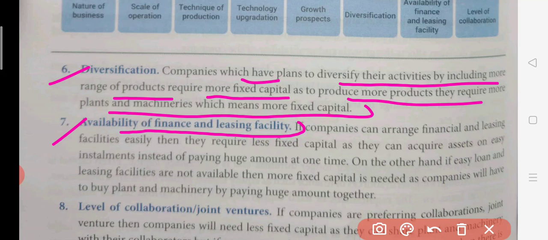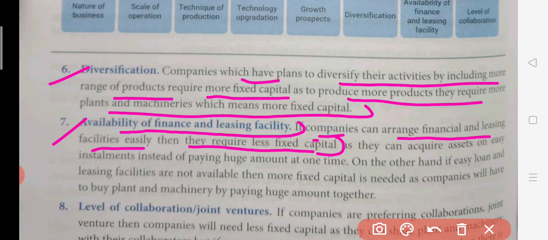The second point is availability of finance and leasing facility. So if the finance is available very easily, like anytime you can get the money or leasing from all these kinds of entities which provide such services, like banks provide finance, and there are some leasing companies from which you can arrange the machinery and all. So if the company can arrange financial and leasing facility easily, then definitely they require less fixed capital.